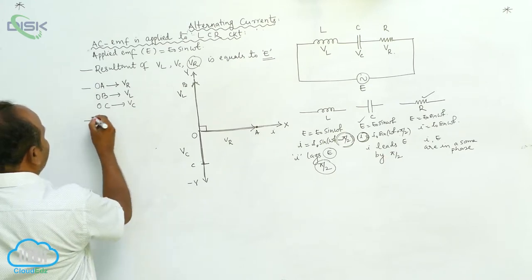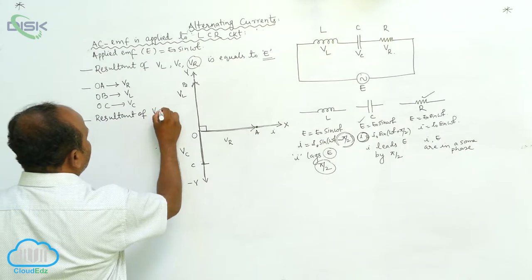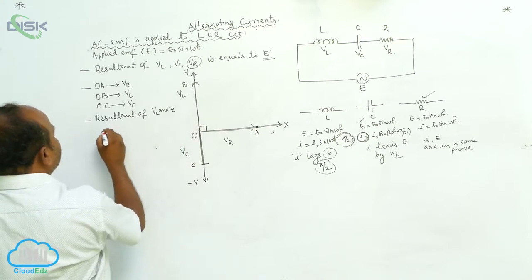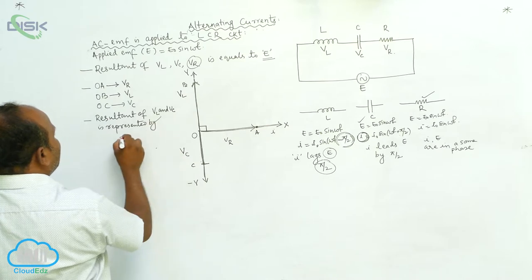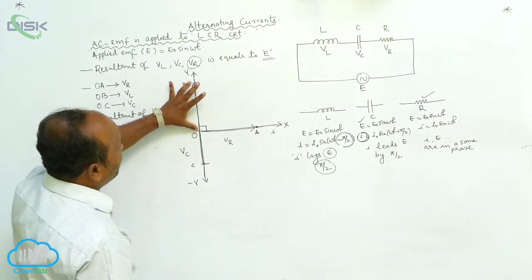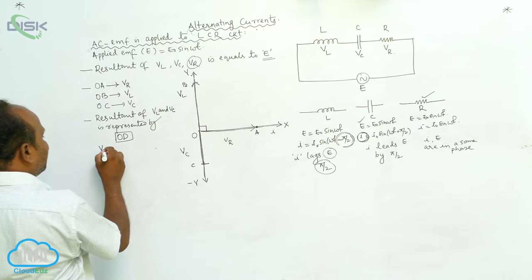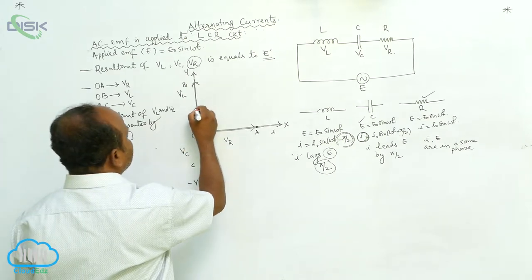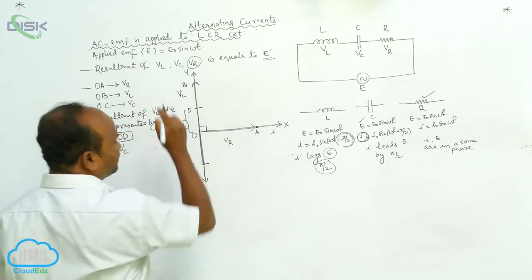Now, the resultant of VL and VC, only two. The resultant of VL and VC is represented by OD. The resultant of this is representing OB, and this is representing OC. Now, as VL is greater than VC, this is represented by OD, which is VL minus VC.